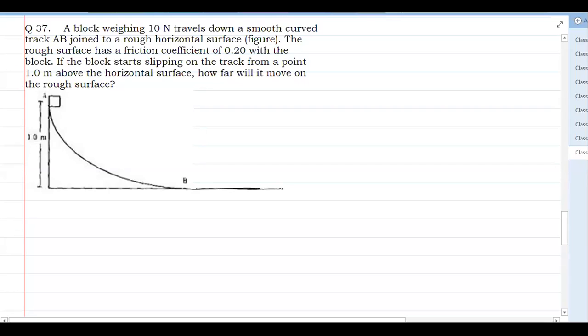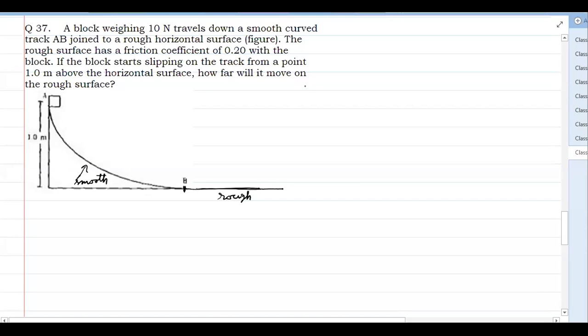The block weighing 10 Newton. Up to here it is smooth, then it is rough. That means after going to the horizontal, the point where the horizontal starts, that is rough. So this is smooth, and the rough surface has coefficient 0.2. If the block starts slipping down the track 1 meter away, how far will it move on the rough surface?